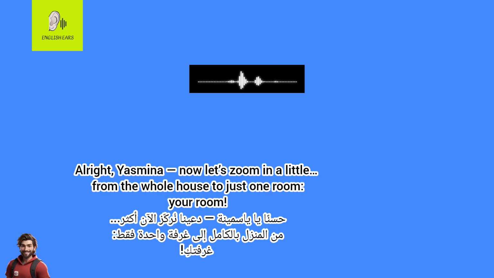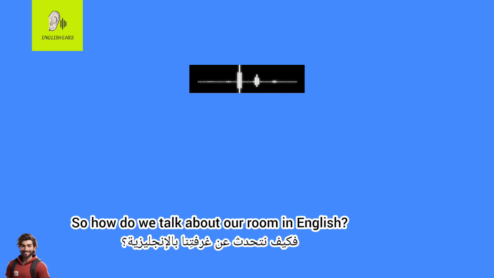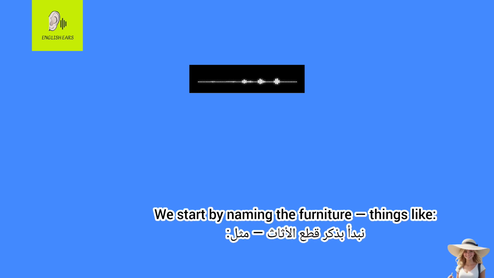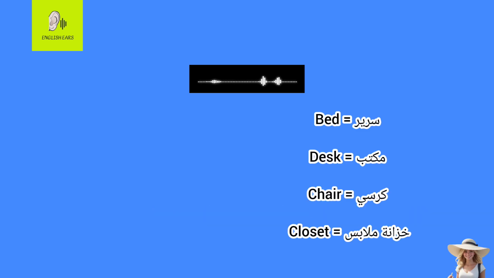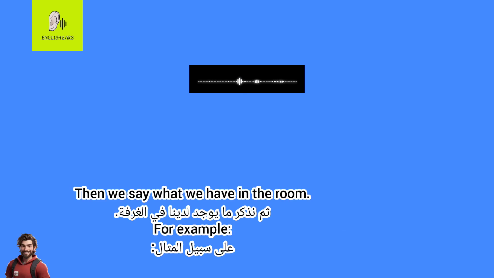All right, Yasmina. Now let's zoom in a little, from the whole house to just one room. Your room. Yes! Everyone has a room they spend time in to sleep, study, or relax. So, how do we talk about our room in English? We start by naming the furniture, things like bed, desk, chair, closet, window, bookshelf, lamp. Then we say what we have in the room.